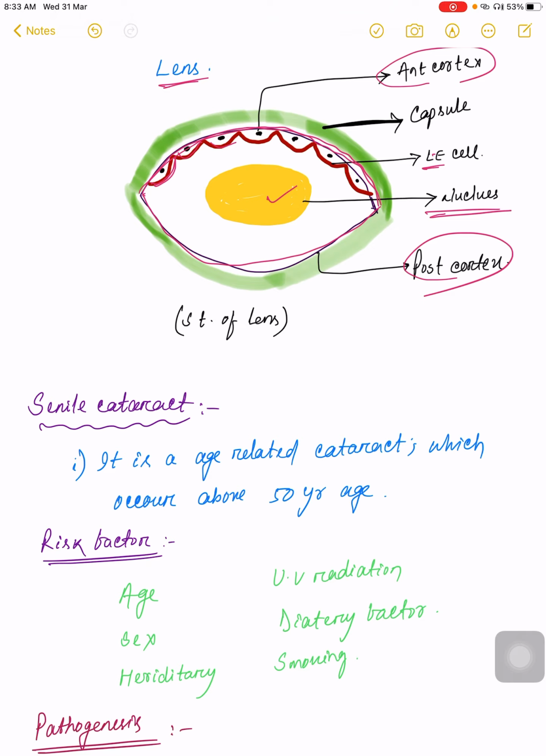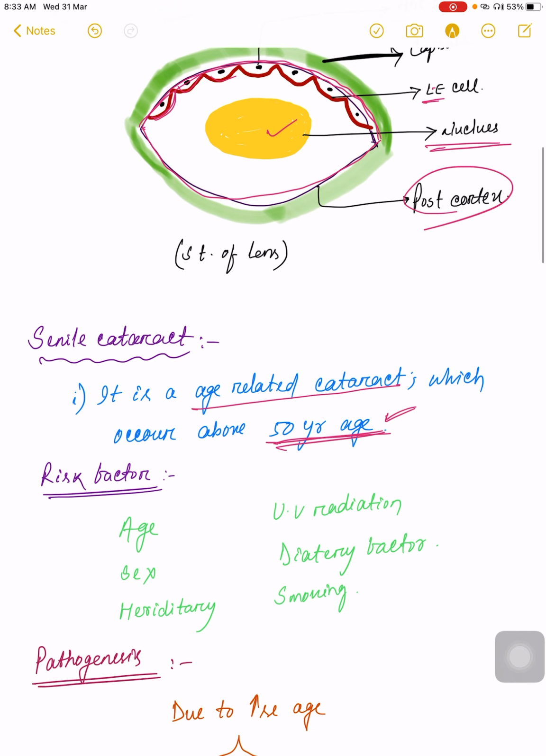Then we'll go towards senile cataract. It is basically an age related cataract. When age increases, some changes occur in the lens, after 50 years of age. This is known as senile cataract.